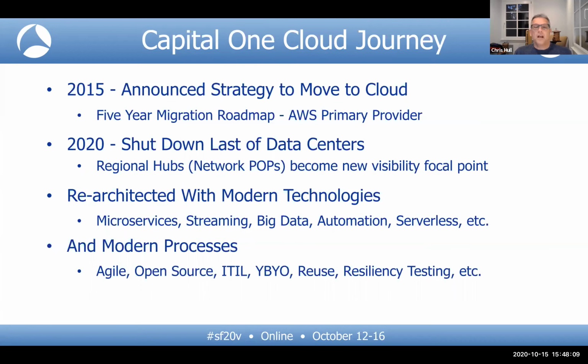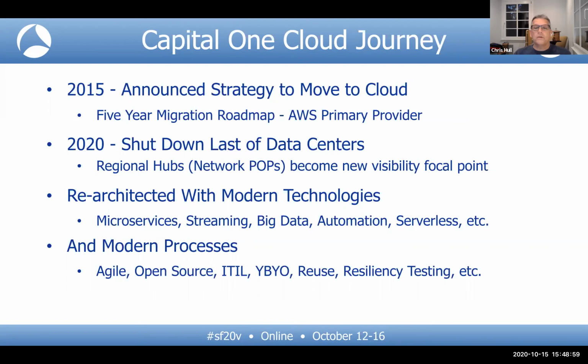So Capital One has been working on going to the cloud for quite a while, and we had some stuff in 2013 where we were trying stuff out with private clouds. In 2015, we announced a strategy to move all our computing environment into the cloud, and actually it was an AWS first strategy, so they were our primary provider. And this year we shut down the last of our data centers. We still have what we call regional hubs, colos. These are network pops. So that's now where we have a lot of our visibility resources, and we keep them there for a bunch of different reasons.